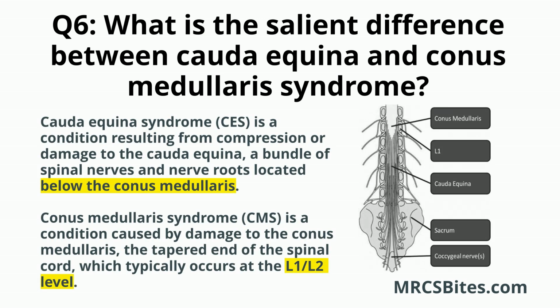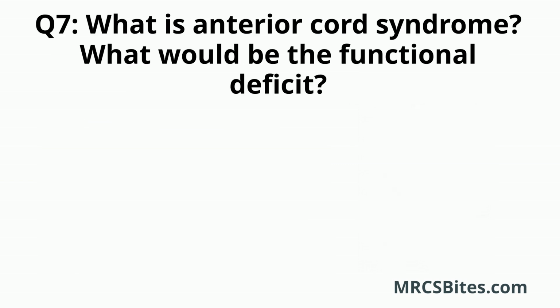Cauda equina syndrome, CES, is a condition resulting from compression or damage to the cauda equina, a bundle of spinal nerves and nerve roots located below the conus medullaris. Conus medullaris syndrome, CMS, is a condition caused by damage to the conus medullaris, the tapered end of the spinal cord, which typically occurs at the L1-L2 level. Question 7. What is anterior cord syndrome? What would be the functional deficit?